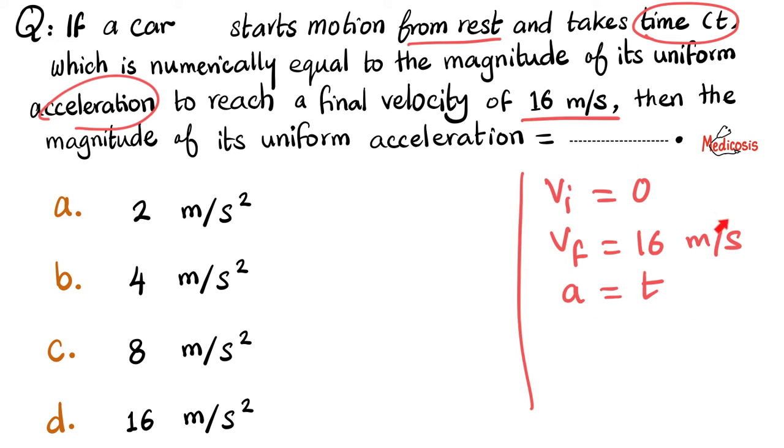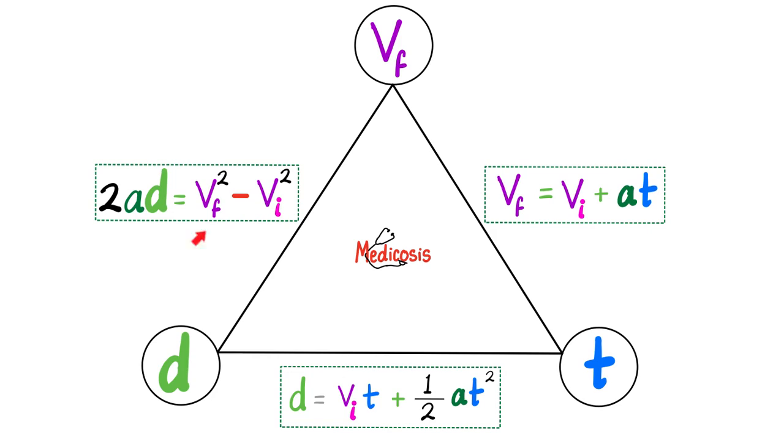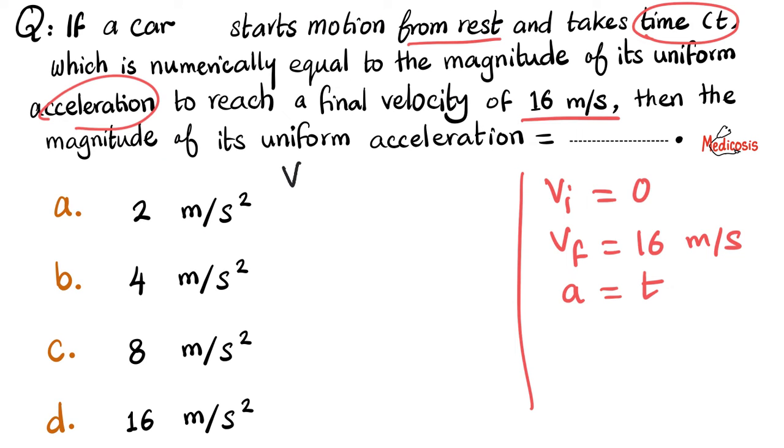Now, which equation should we use? Should we use this or this or this? Well, I know V initial, I know V final, I do not know acceleration, I do not know time. I just know that they happen to be equal. So let's use this. V final equals V initial plus AT. Since A equals T, let's make this A squared.